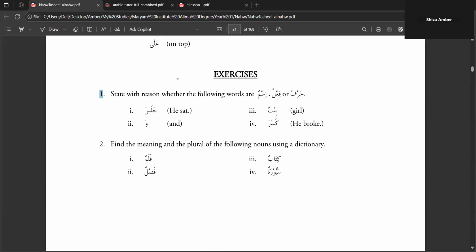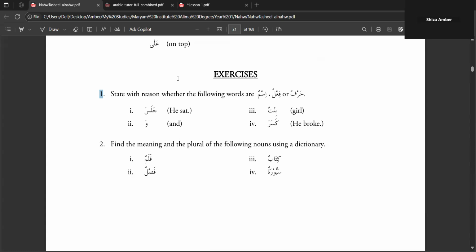Okay. So it says, state with reason whether the following words are isim, fail, or harf. And now you can understand how we need to identify isim, how we identify fail, or how we identify harf. I hope it's not very difficult. You just need to give tiny explanations. They have already given you the meaning. So I hope you will be able to do this. And the second question is that you need to find the meaning and the plural of the following nouns using a dictionary.